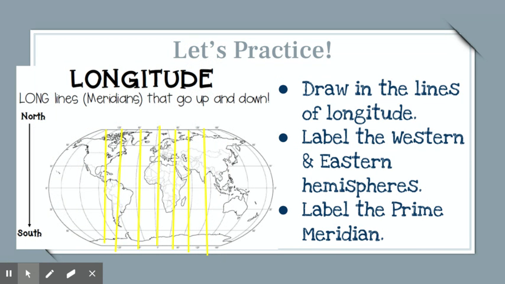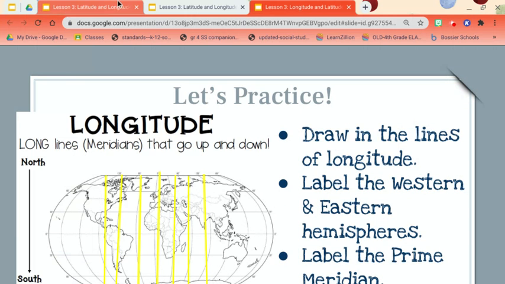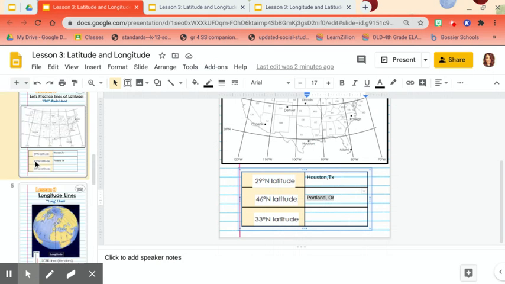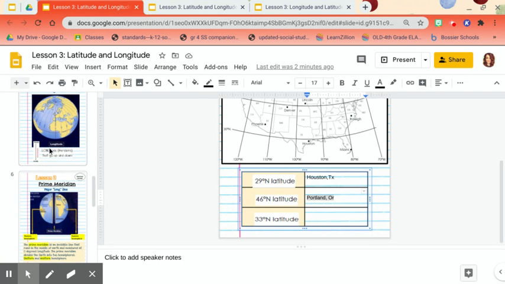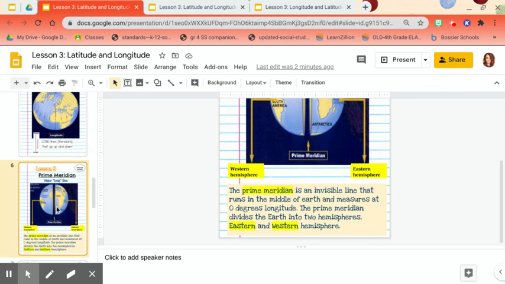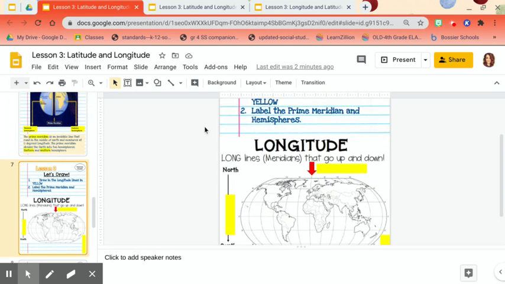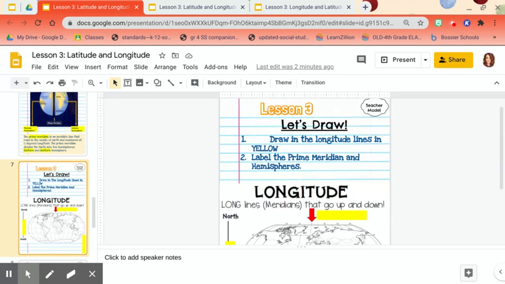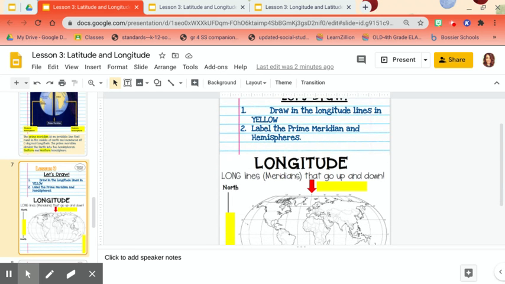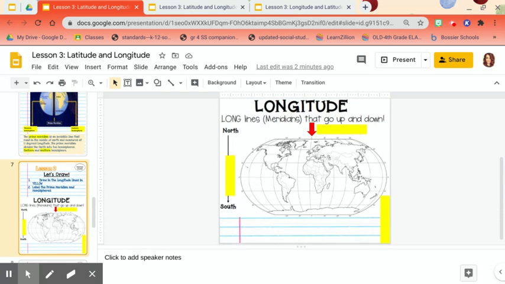Okay, so we are going to practice. We're going to go back to our student work pages. We're going to draw in the lines of longitude. We're going to label our western and eastern hemispheres and label the prime meridian, just like we did for latitude. Okay, so here's our work pages that we've done so far. All right, now let's draw them in. It says, draw in the longitude lines in yellow and label the prime meridian and the hemispheres.